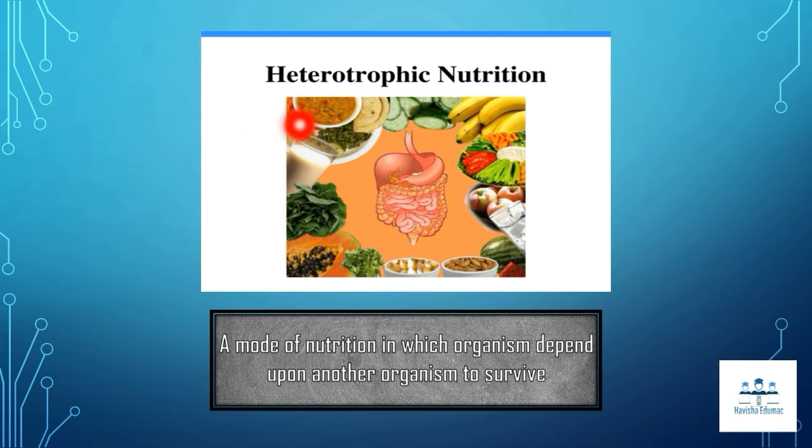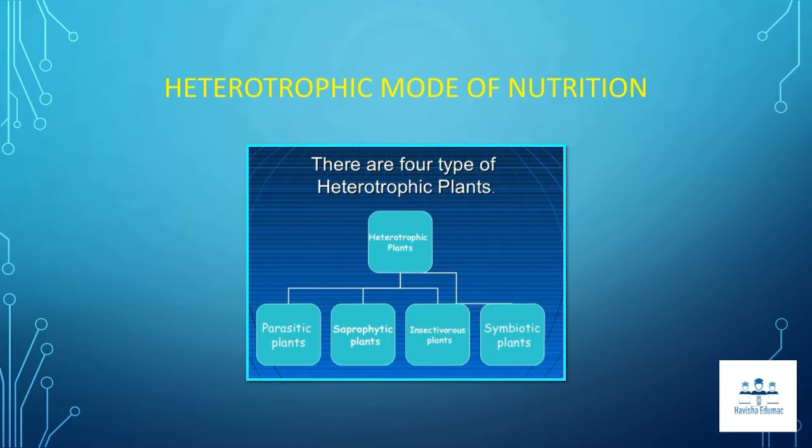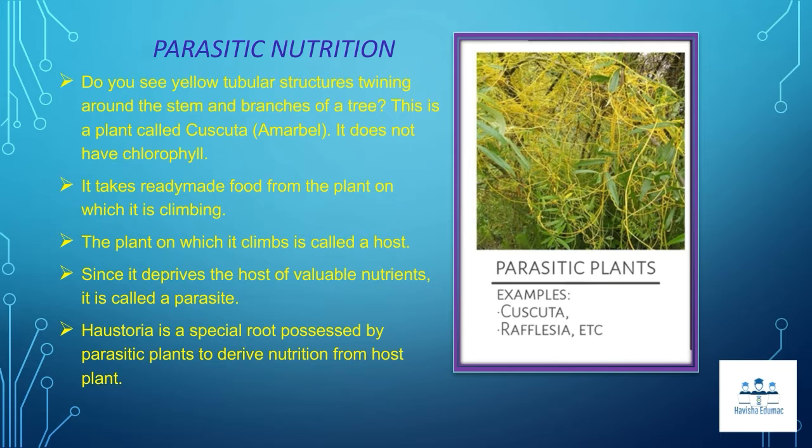Now let us see about heterotrophic nutrition. A mode of nutrition in which organisms depend upon other organisms to survive is called heterotrophic nutrition. There are 4 types of heterotrophic plants: parasitic plants, saprophytic plants, insectivorous plants and symbiotic plants. First, let us see about parasitic nutrition.